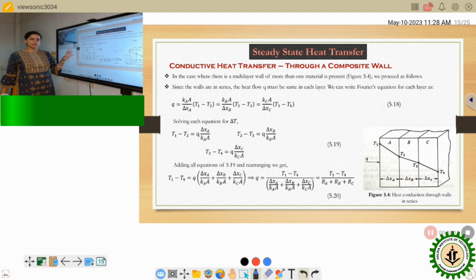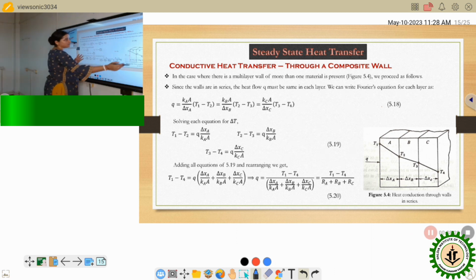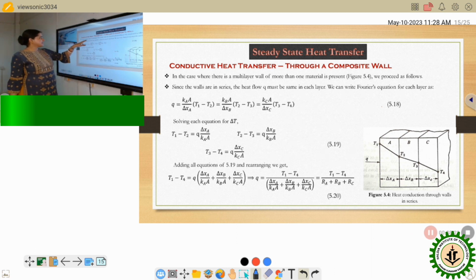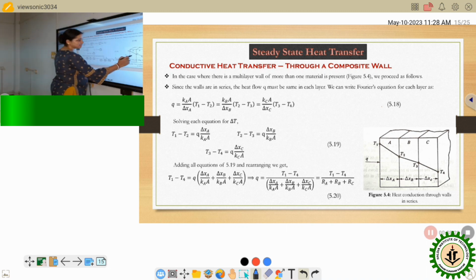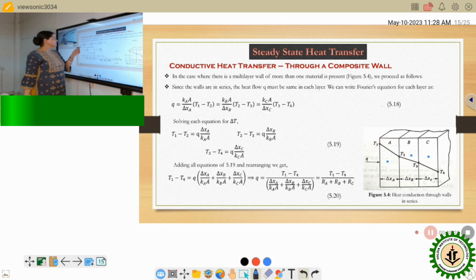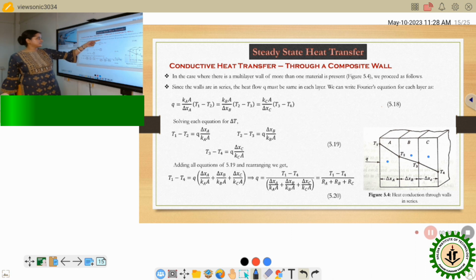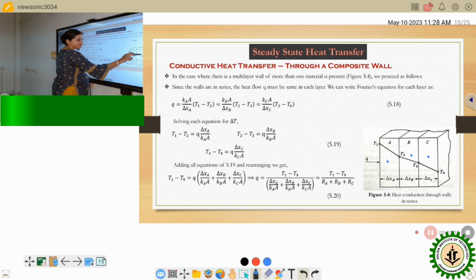Now that was about the slab. Now let's come to the one single slab. Now if I consider a multiple slab or multiple wall, in the case where there is a multi-layered wall of more than one material, suppose this is one wall, this is another wall, this is A, B, C. These are in series. So since the walls are in series, the heat flow Q must be the same in each layer. So the value of Q will be the same in each layer.